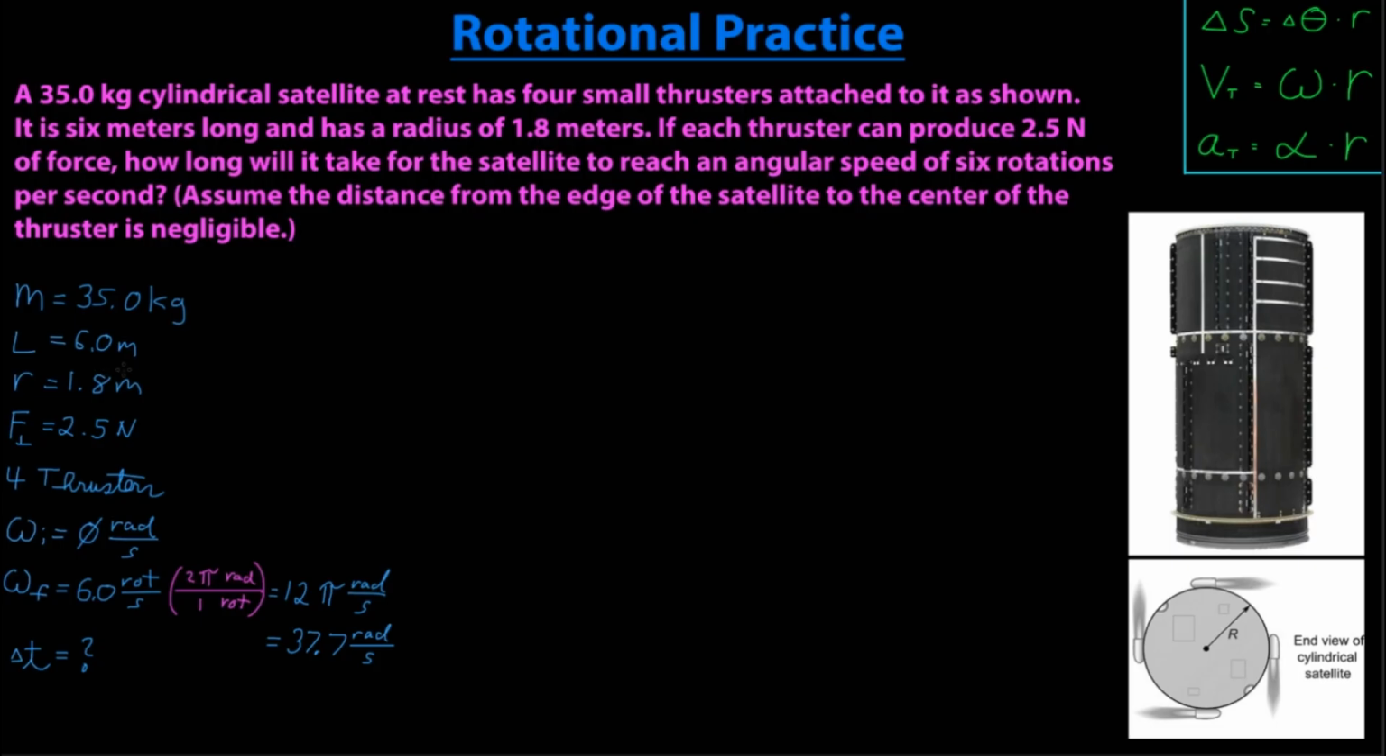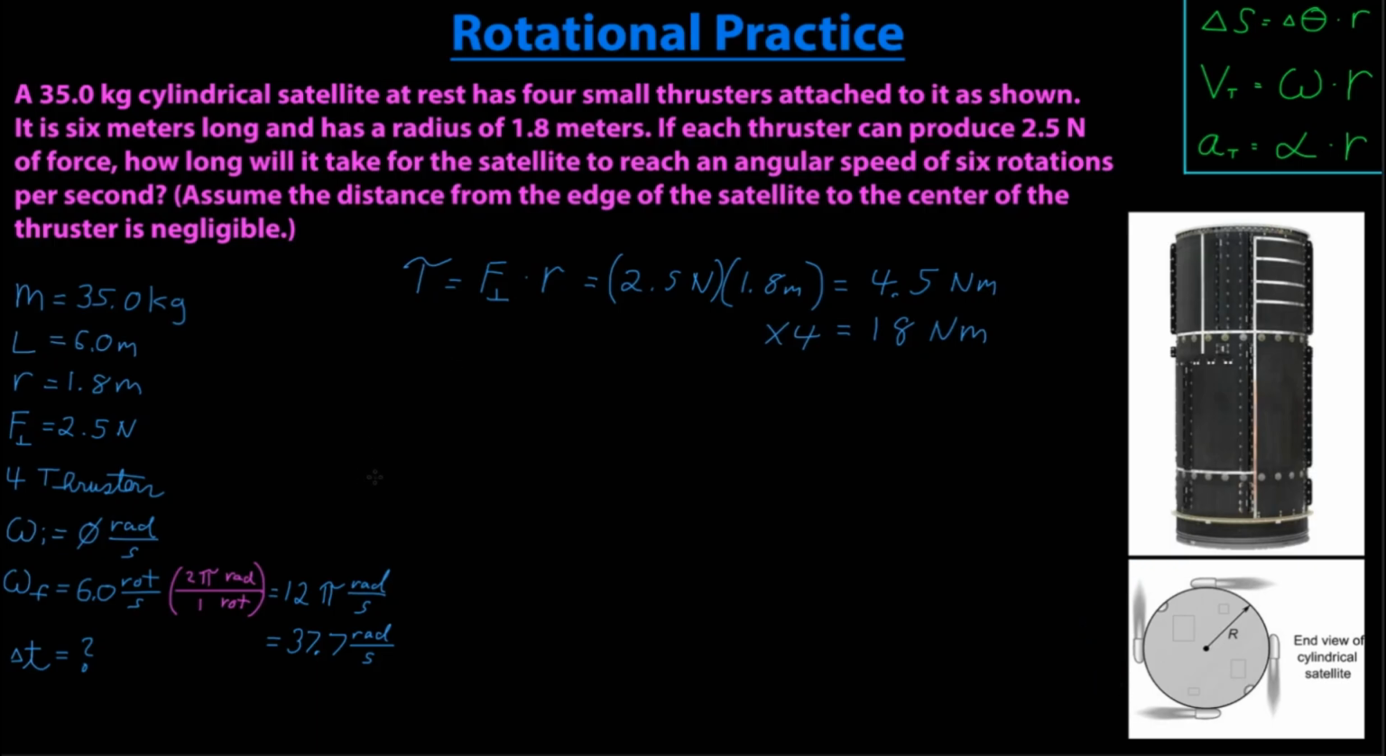For starters, something I immediately see is a radius and a force perpendicular, which means I can get the torque. Torque is force perpendicular times radius, 2.5 newtons times 1.8 meters, gives me 4.5 newton meters. And while we're here, there are 4 thrusters. So our total torque is 18 newton meters. And just a note, I'm kind of ignoring direction here, considering that it starts at rest. And I'm just implying that whatever direction this thing starts rotating in is going to be the positive direction, which according to my picture happens to be accurate.